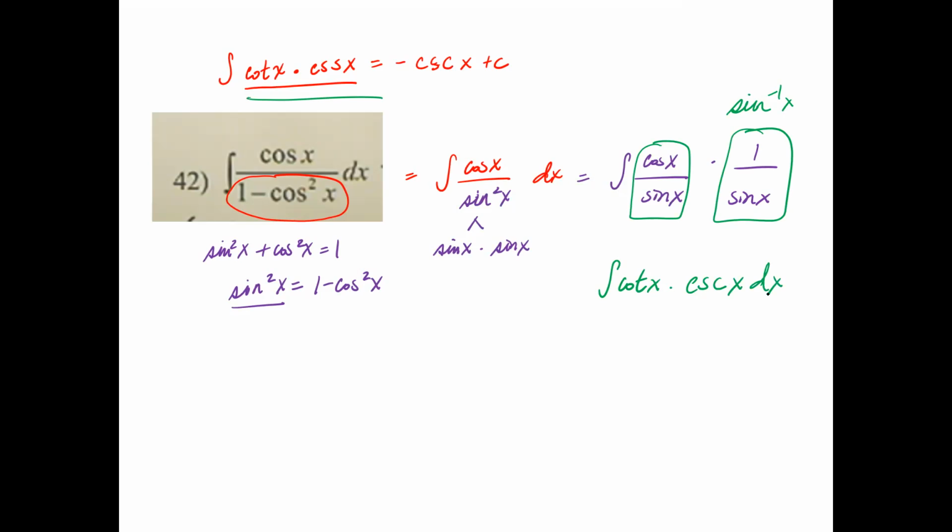And ta-da, take a look over here. They do indeed match. So what is the integral of cotangent x and cosecant x dx? It's negative cosecant x plus c. And that is your answer for integration involving trig functions.